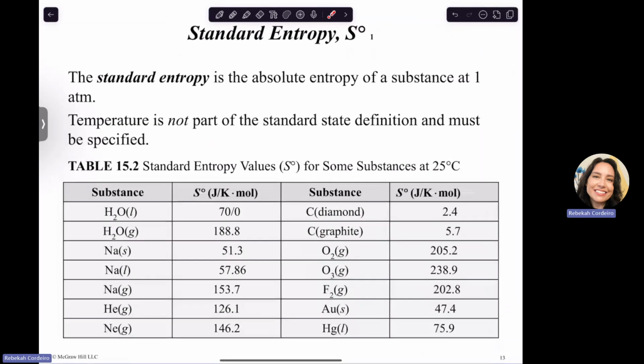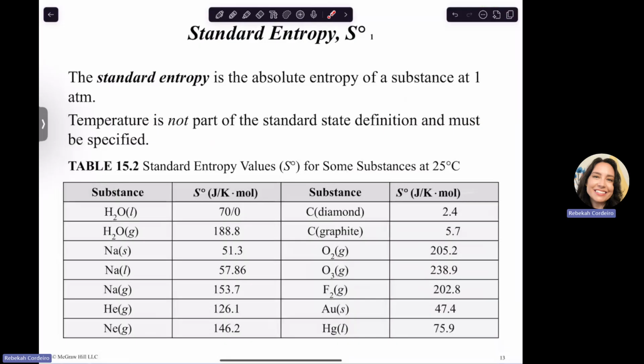So standard entropy, just like we have standard enthalpy, is the absolute entropy of a substance at 1 atm. Temperature is not part of the standard state definition for entropy. So sometimes you'll be told, here's the standard entropy value at 25 degrees C, at 30 degrees C. It is the entropy of a substance at 1 atm. So for entropy, the standard doesn't have a temperature as part of it.